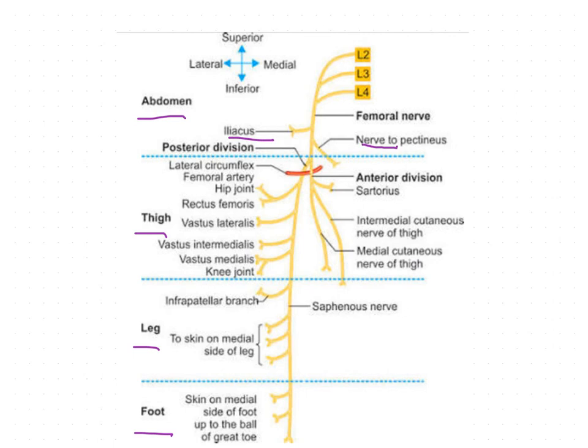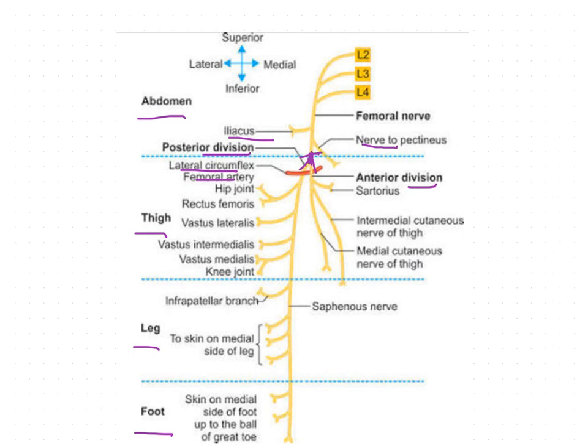Once it enters the thigh region, it divides into two branches, the anterior division and the posterior division, 2.5 centimeters below the inguinal ligament. In between these two divisions, we can find the lateral circumflex femoral artery. Now first we will see the anterior division branches.